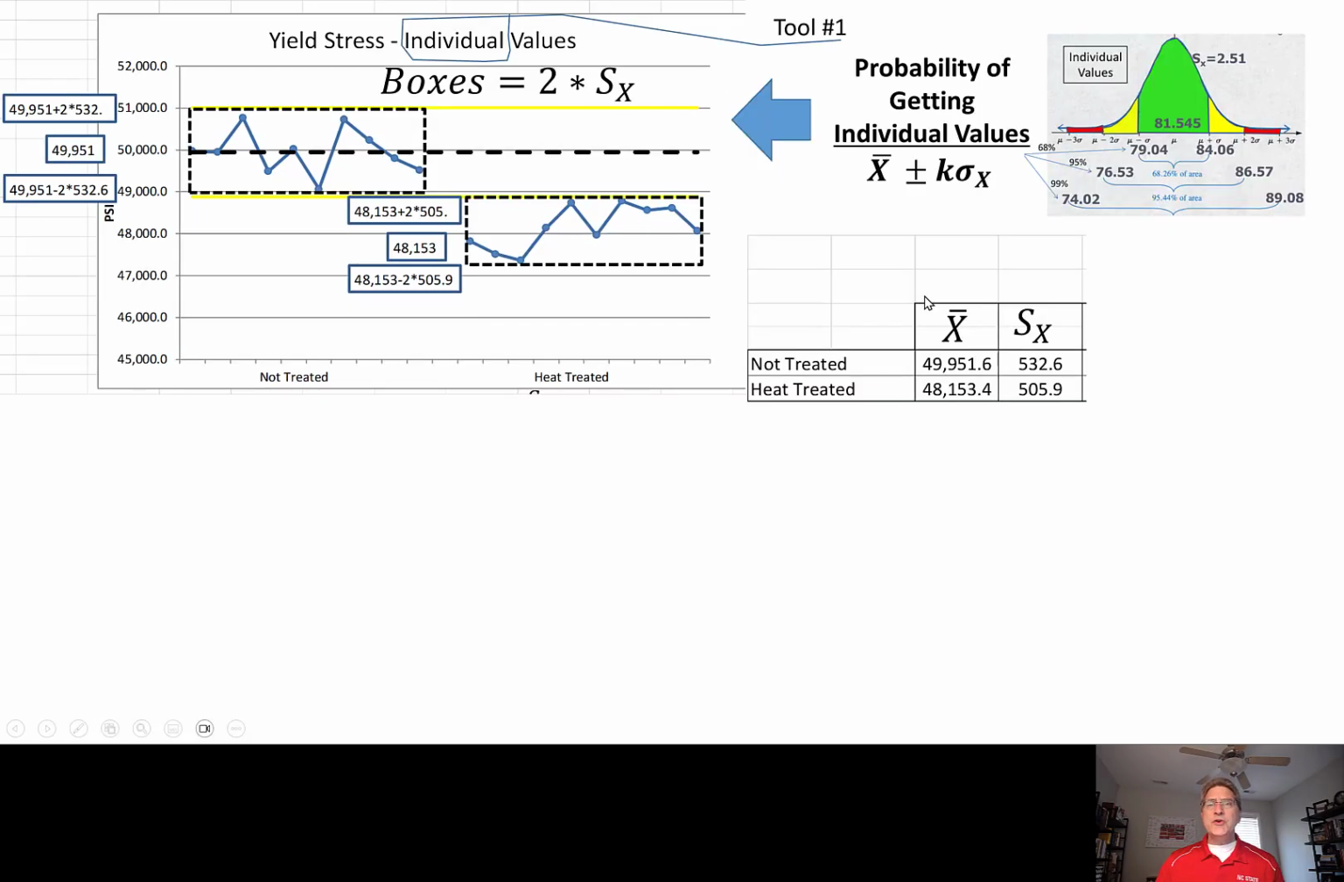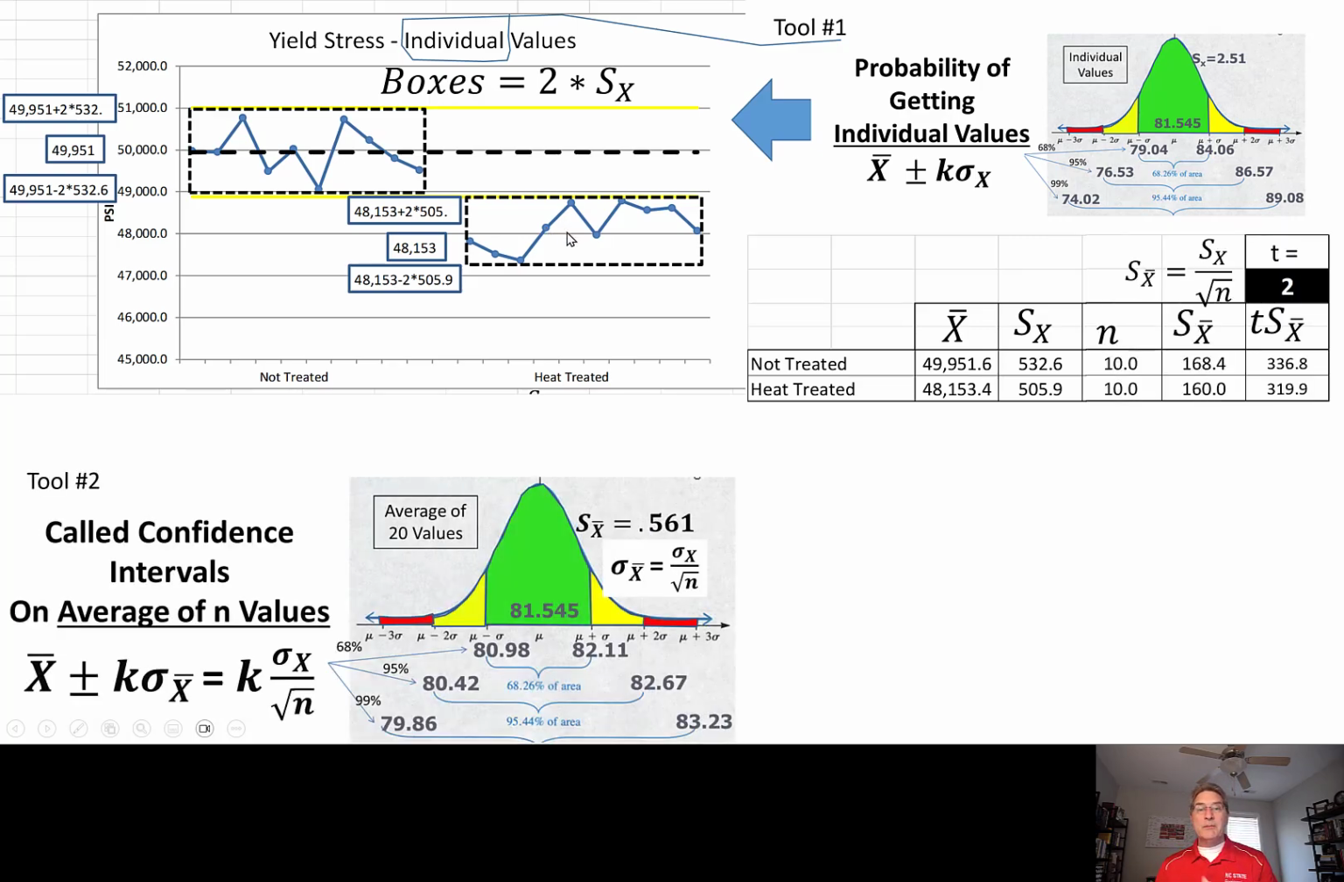Now, let me show you the difference. This graph is really messy, but I want to show you the difference. What we've done before is we've taken the standard deviation of the x's, and we've said, look, let's multiply that by 2 or 3, put a box on here, and then compare these two. So that's what tool number 1 is saying. It's saying, look, think of a confidence interval on the individual values. Not heat treated. Here's heat treated. Okay, if it was bouncing around doing this, would you expect it to do this? No, it's outside of what we would expect from our confidence interval on individuals.